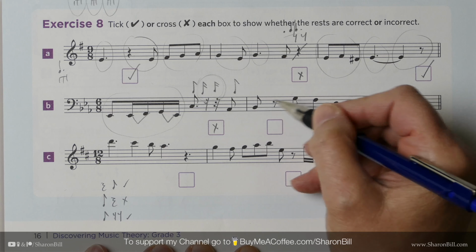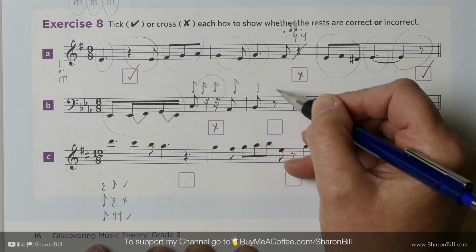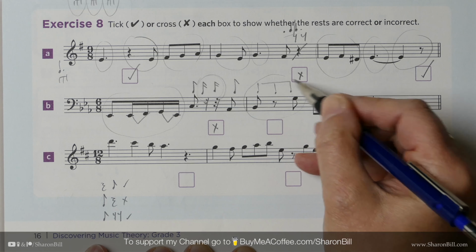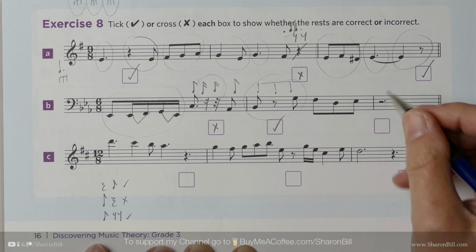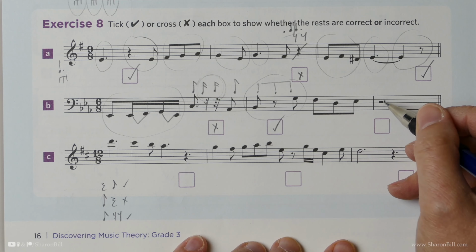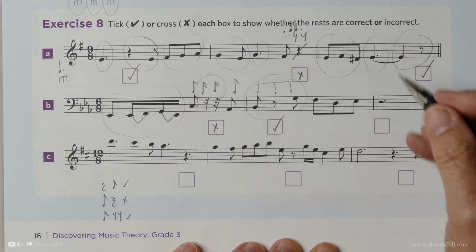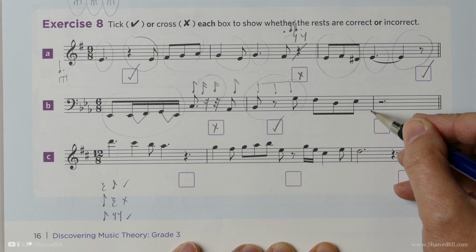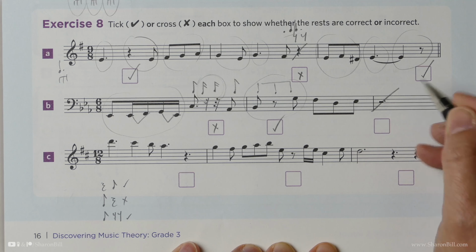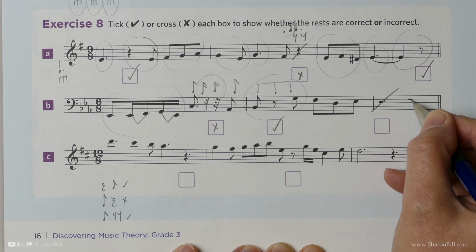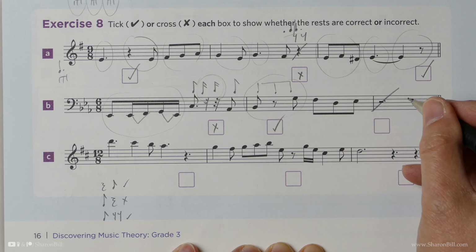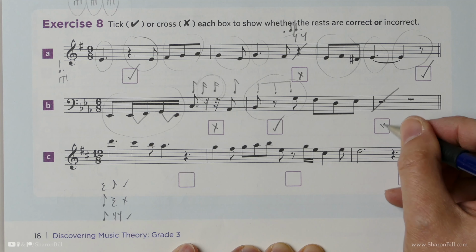So here we have 1, 2, 3. We've got the equivalent of quaver, quaver, quaver. That's correct. Now here, you'd think that would be correct because it looks like it's a dotted minim rest, which is exactly the right number of beats. But remember, in a complete bar of silence, we just use the plain old semi-breve rest as a shortcut for just a whole bar's rest. So that's incorrect.